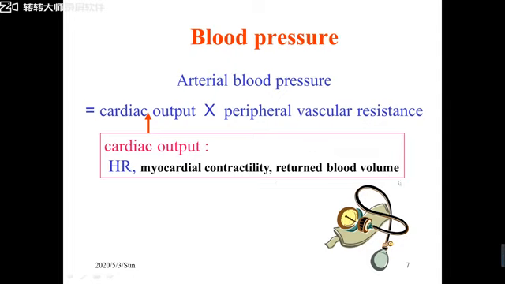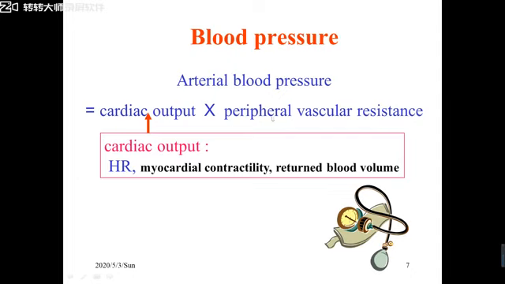And the next one, do you remember which kind of drugs can reduce retained blood volume? Yes, they are diuretics. Diuretics increase urine and reduce retained blood volume, so they reduce preload and reduce blood pressure. We also use diuretics to treat hypertension.